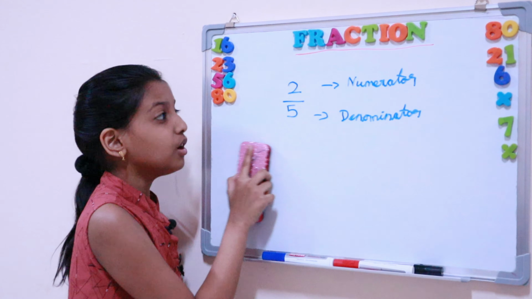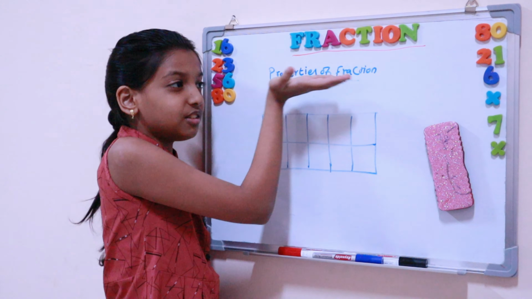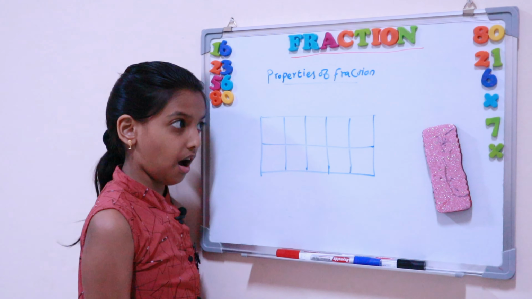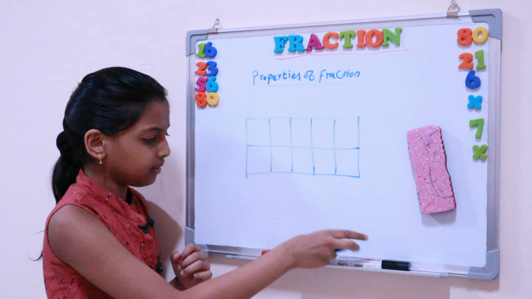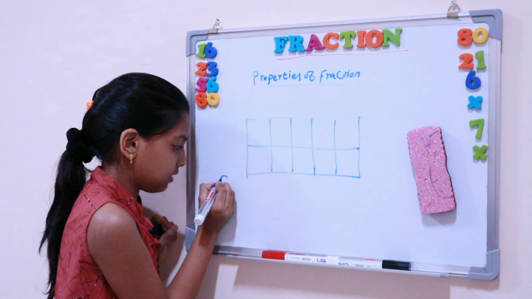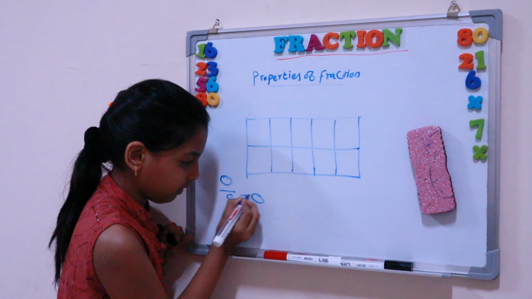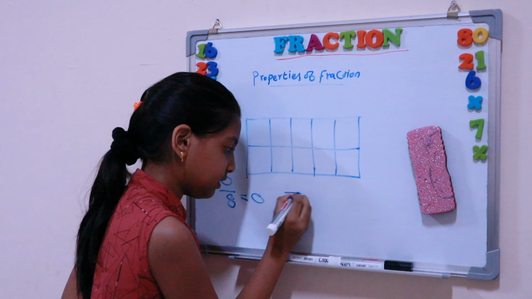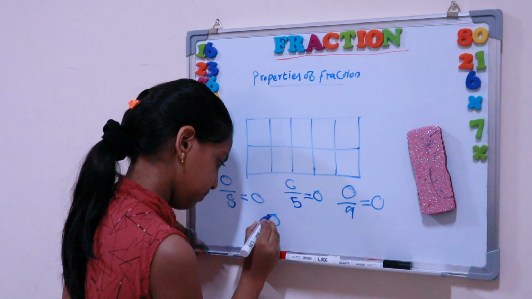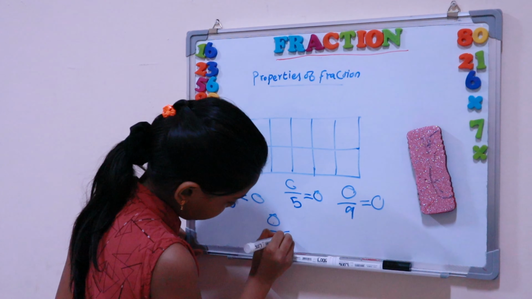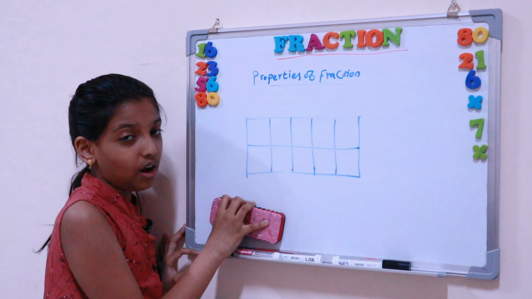Now I'm going to talk about the properties of fraction. When there are no shaded parts, the numerator is 0, so the fraction is 0. For example, 0 by 8 is equal to 0. 0 by 5 is equal to 0. 0 by 2 is equal to 0. There cannot be 0 as the denominator.